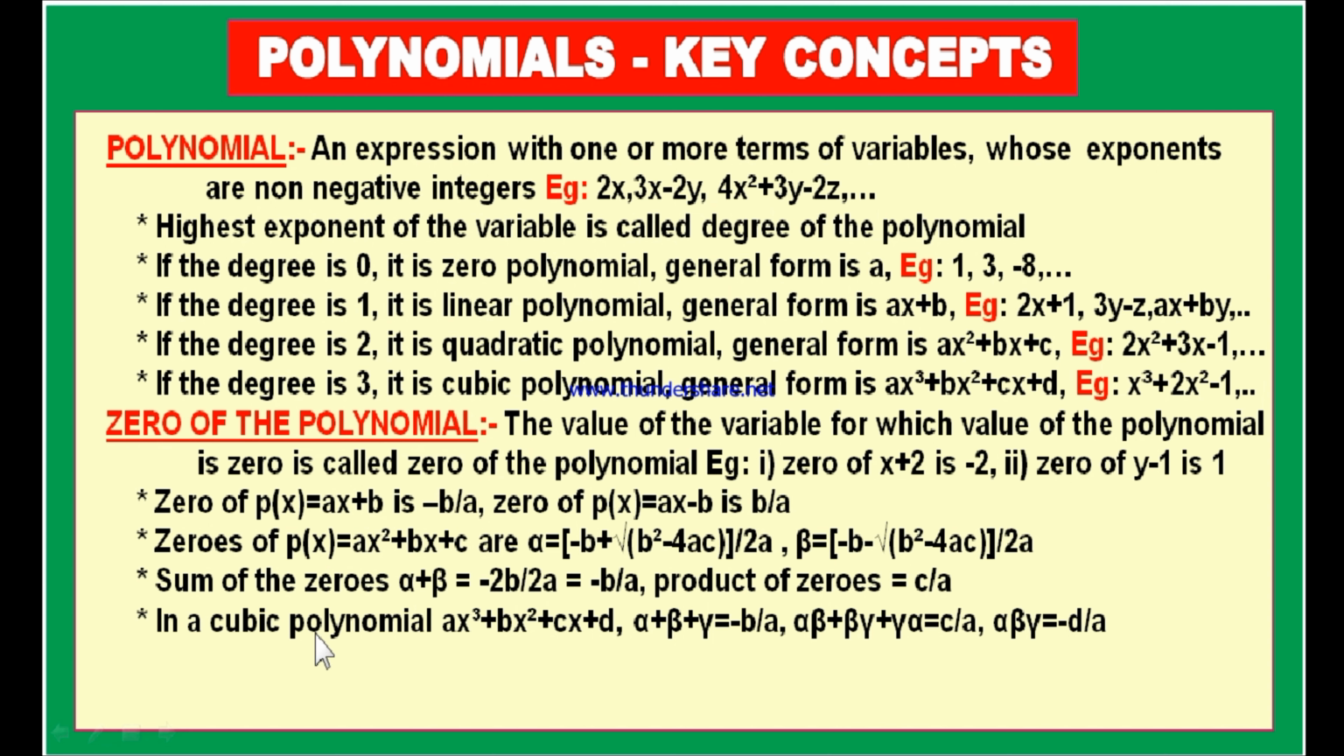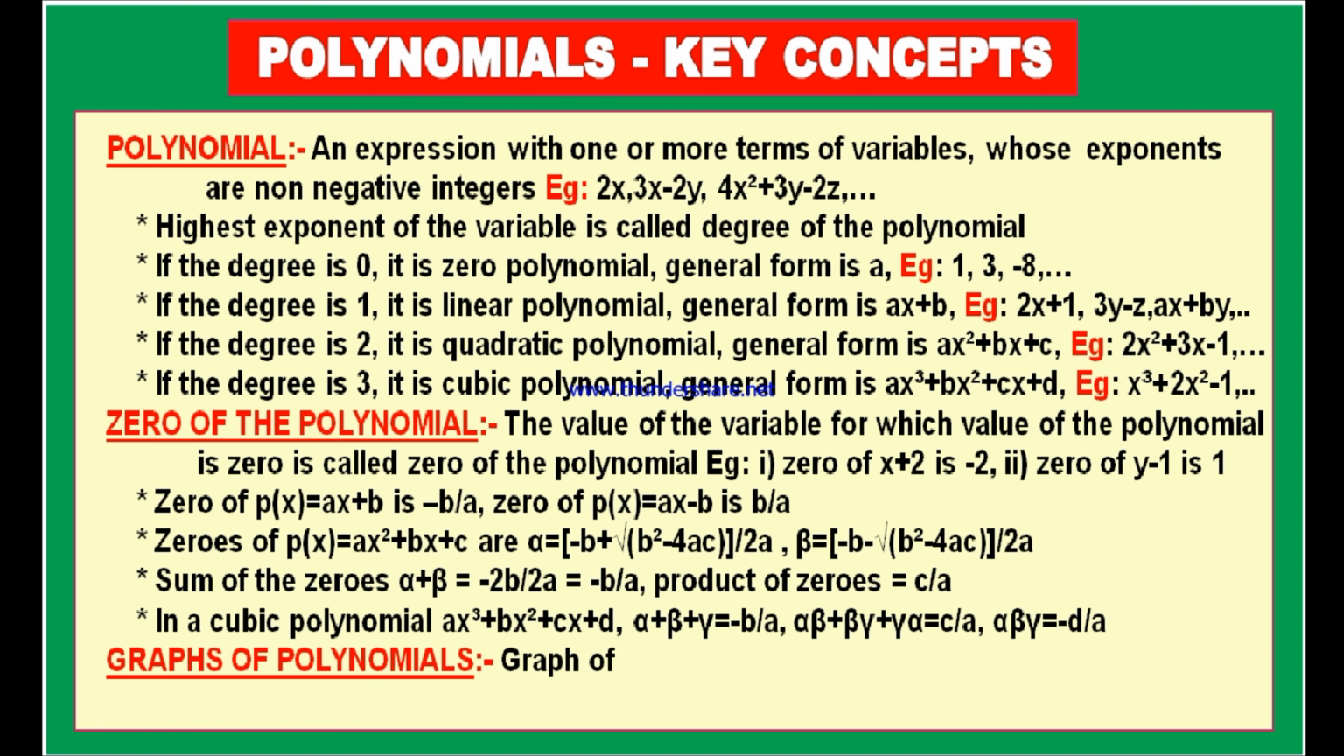I shall repeat. In a cubic polynomial, ax cube plus bx square plus cx plus d, the sum of the zeros alpha plus beta plus gamma is minus b by a. Alpha beta plus beta gamma plus gamma alpha is equal to c by a. And the product of the zeros, alpha into beta into gamma, is minus d by a.